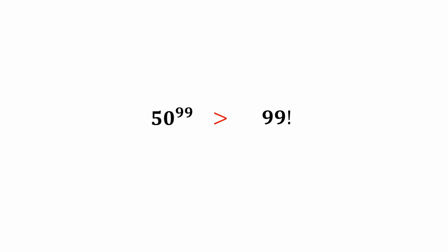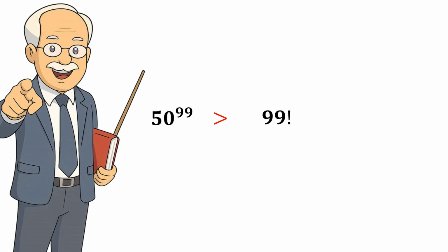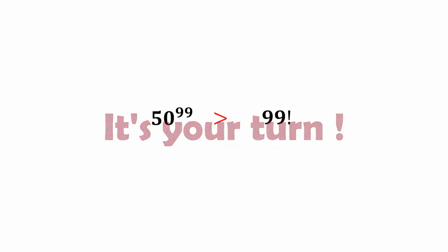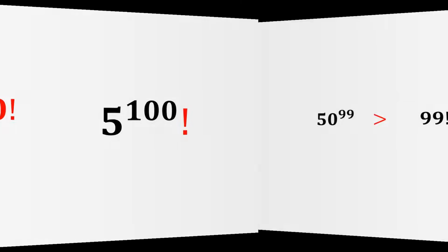And that's it. You can see that with a bit of organization and a simple algebraic trick, a problem that looks scary at first can be solved in a clear and satisfying way. Now, it's your turn. Which one do you think is bigger? 5 to the power of 100 factorial or 5 to the power of 100 whole factorial?